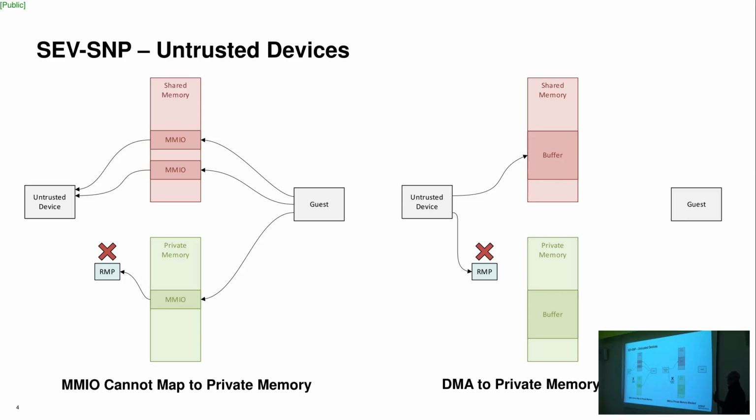Same thing goes for the MMIO. Whenever a guest accesses MMIO, it has to be done through a shared memory address. If the guest were to try to p-validate, which means to accept an MMIO range into its private address space, that would be rejected. That's not a possible thing in current SNP guests.